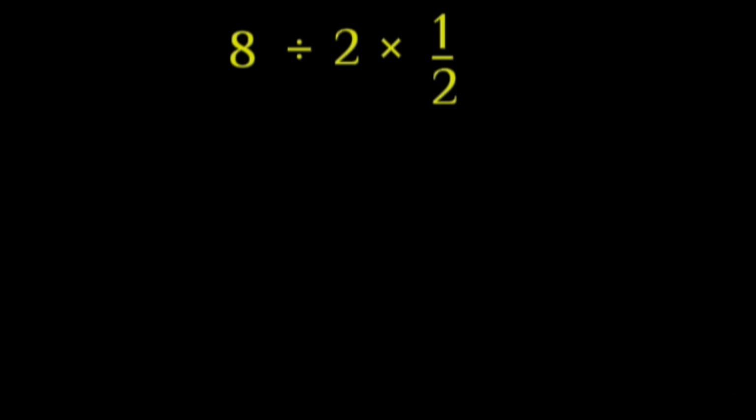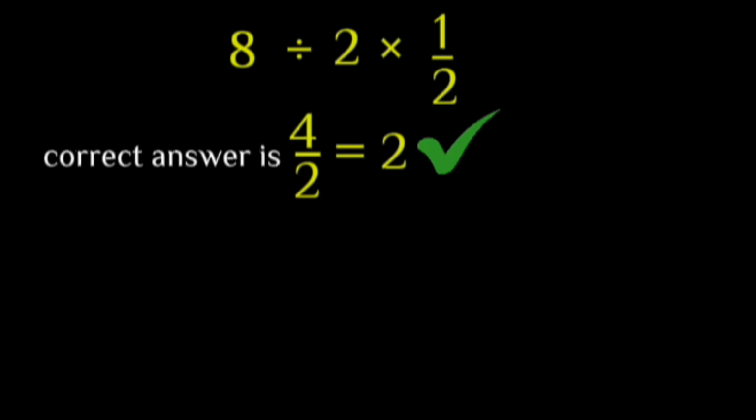Let's continue. Second problem. We have 8 divided by 2, then multiplied by 1 over 2. Some people cancel quickly and get the wrong answer, but we must follow the correct order. Remember, multiplication and division have equal priority, so we move from left to right. First, 8 divided by 2 equals 4. Then 4 times 1 over 2 equals 4 over 2, which simplifies to 2. So the correct answer is 2.